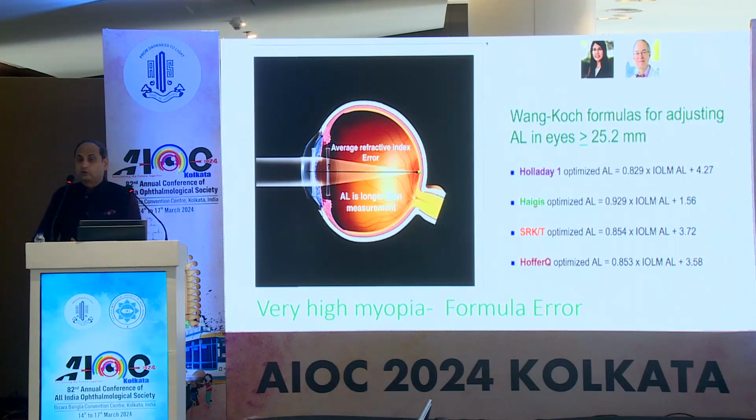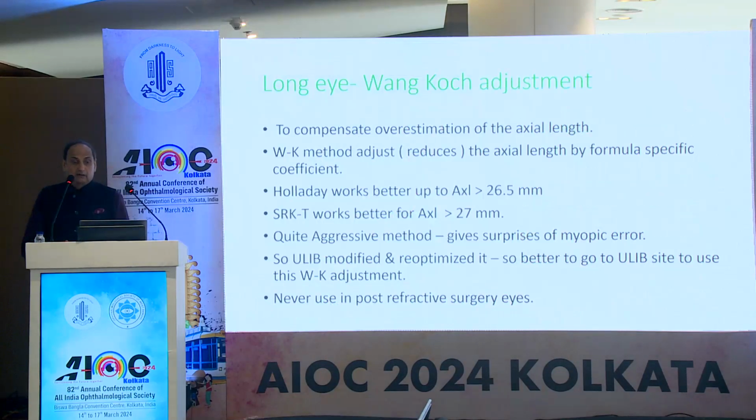Came the Van Gogh formulas for adjusting the axial length in eyes which are more than 25.2 millimeters. I'm going to explain more in the next few slides. And these are the formulas which started incorporating them with a different pair of A constants also. Then there was a Van Gogh adjustment also. Why was it? To compensate the overestimation of the axial length. They adjust, or in short reduce, the axial length by a formula-specific coefficient.